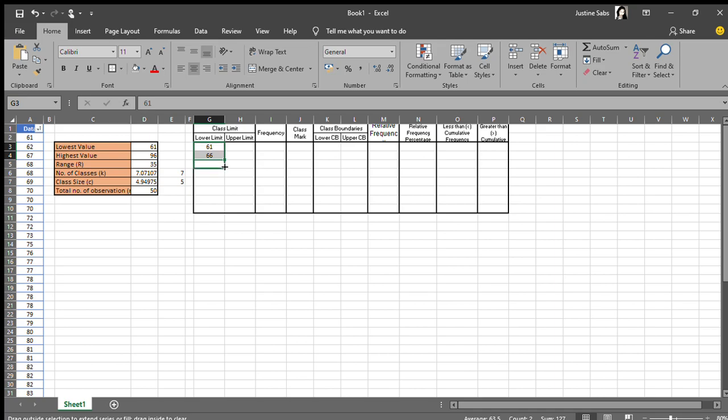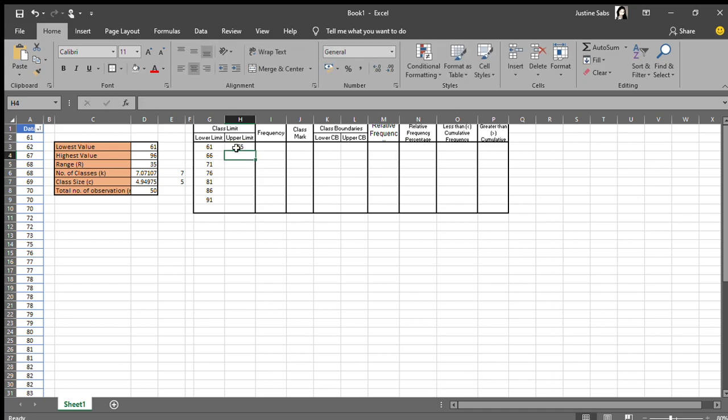So, we have third, fourth, fifth, sixth, and 7. So, the 7th lower class limit is 91. So, after doing that, nasatisfy na natin yung number of classes, kailangan nating alamin yung upper limit. So, yung upper limit would be the number before the second lower class limit. So, a number before 66 is 65.